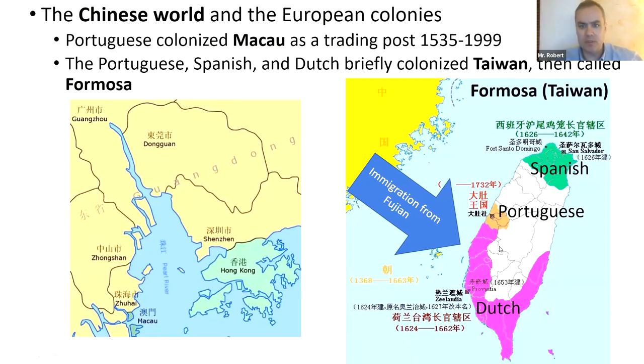And the Dutch, Portuguese, and Spanish all would establish colonies on Taiwan. The Portuguese called it Formosa, which means a place that smells good, basically.